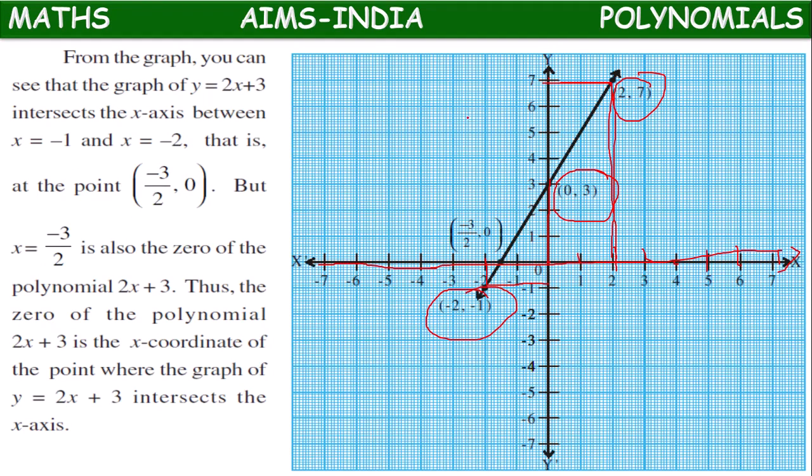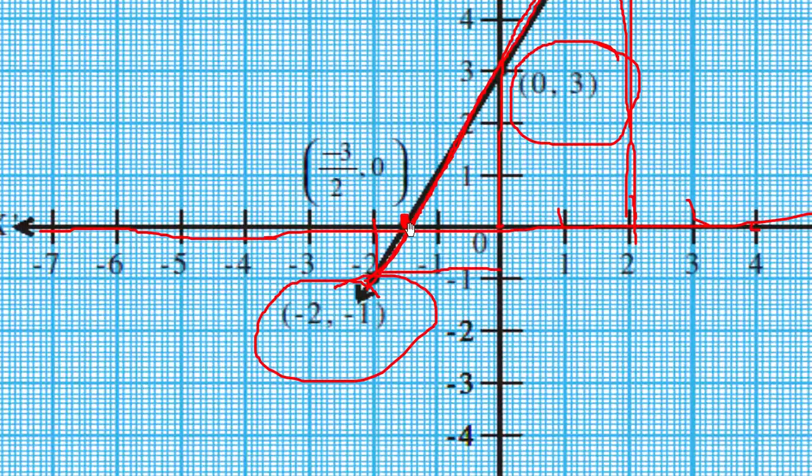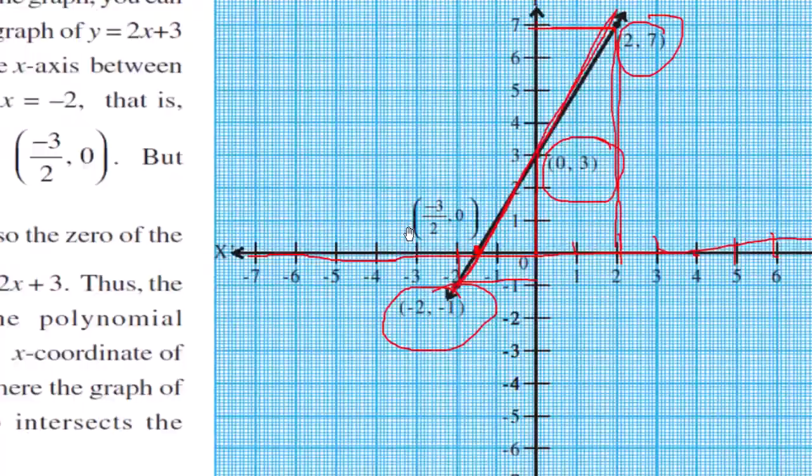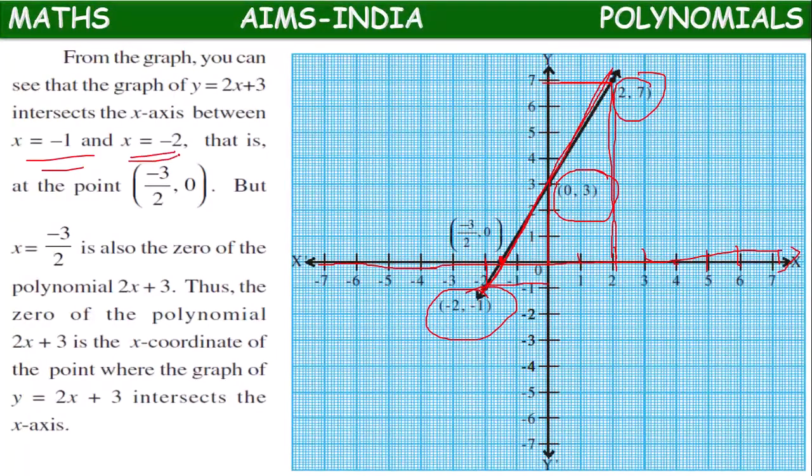Now we have to check. If we join these 3 points, we get a straight line. Now we have to check at which point this straight line is intersecting the x-axis. This straight line intersects the x-axis at this point, which is midway between minus 2 and minus 1.